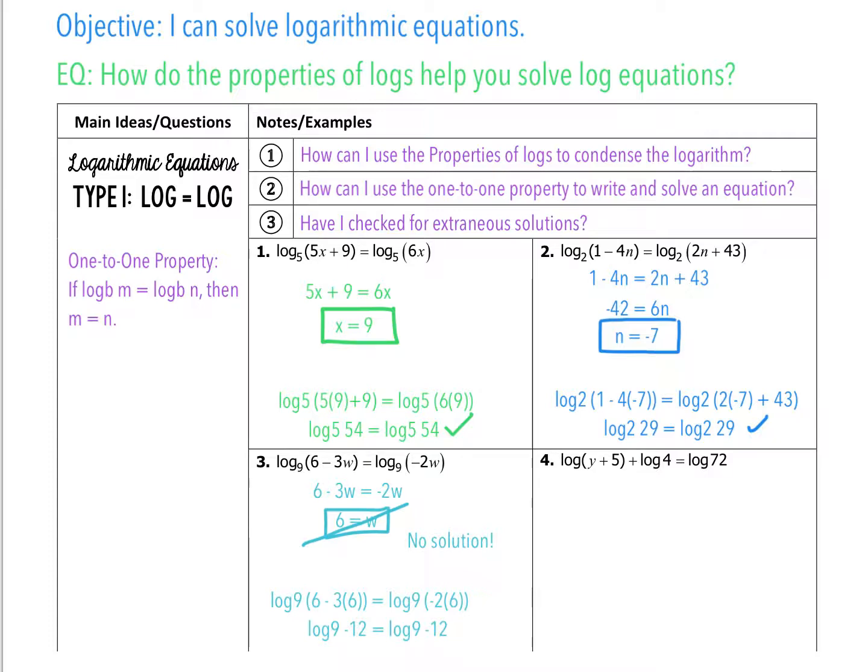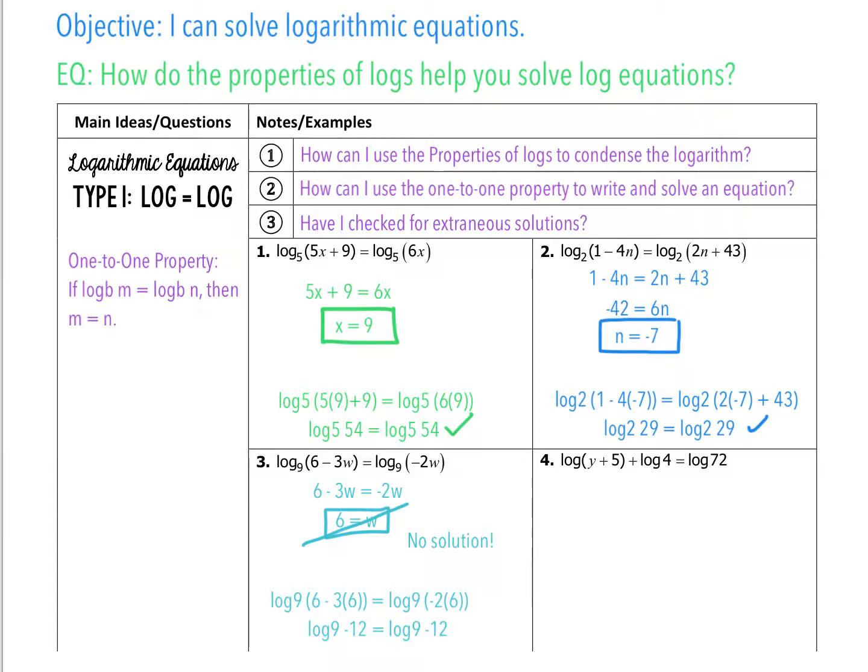Alright, so number 4 is where we start to get into this question up here of how can I use the properties of logs to condense the logarithm. If you notice, on the left-hand side of all of these equations, I have log base something one time, and then I have something going on in the parentheses, and it equals log base something one time. Whereas in number 4, I have a log and a log being added together, and then they equal a log on the other side. So what I need to do is essentially get it down to where it's log equals log. So I'm going to use those properties to condense the log.